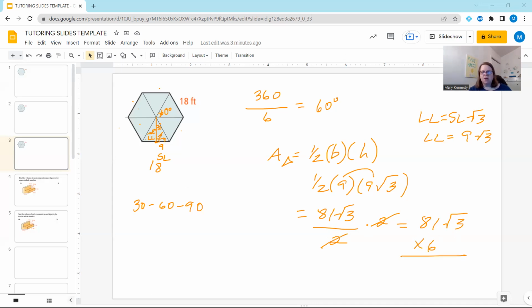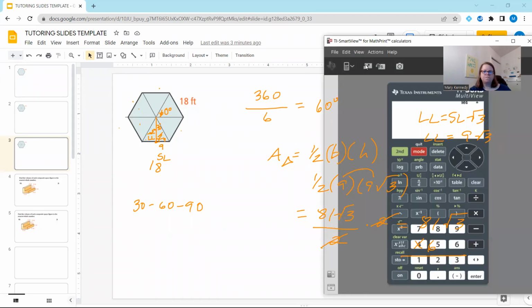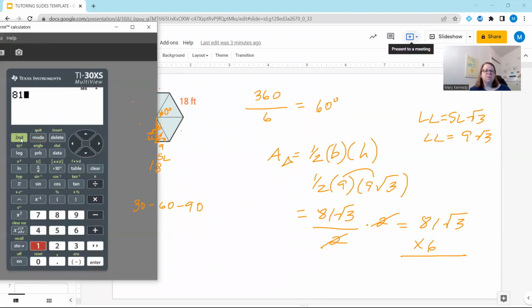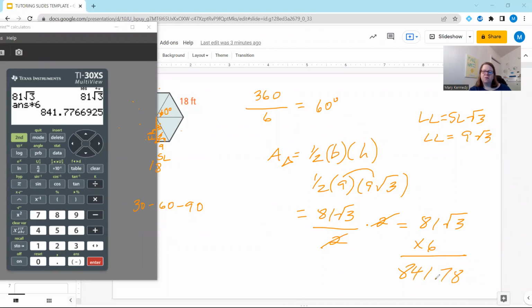So I'm going to show you on the calculator what that looks like. Pull it up. Let me scoot it out of the way. So 81 times the square root of 3 times 6 triangles that have that area gives us 841.78 approximately. So that's the approximate area here. I don't know what you have to round to, and that is square feet.